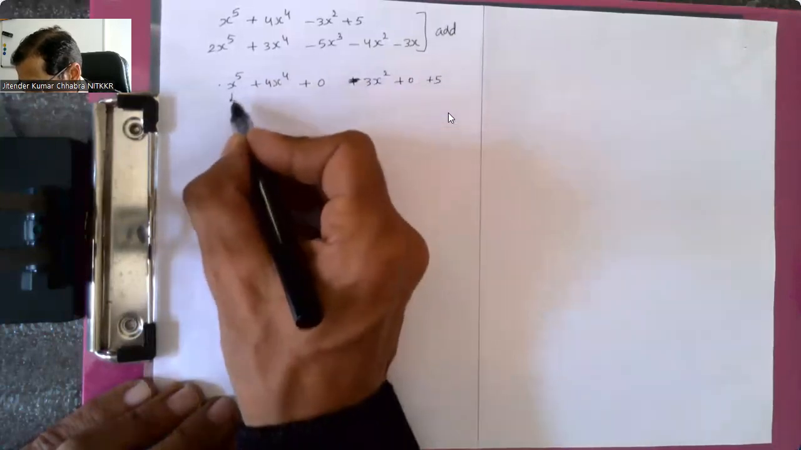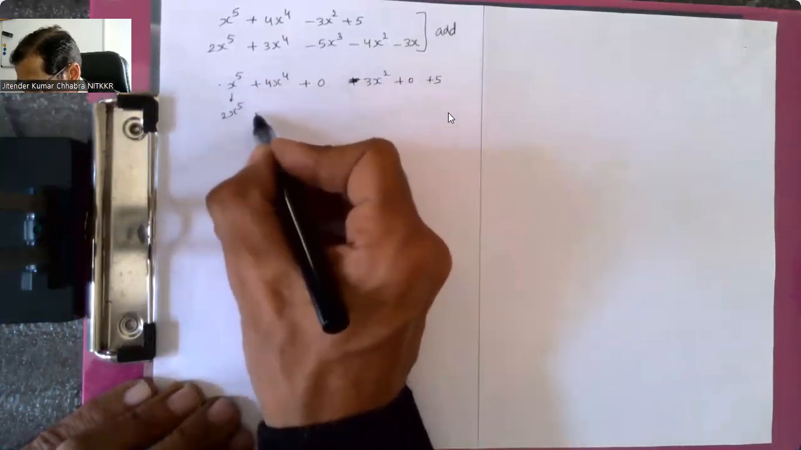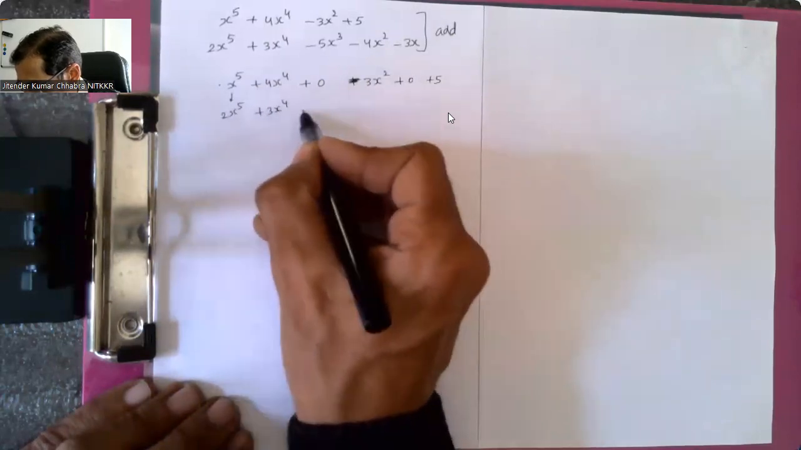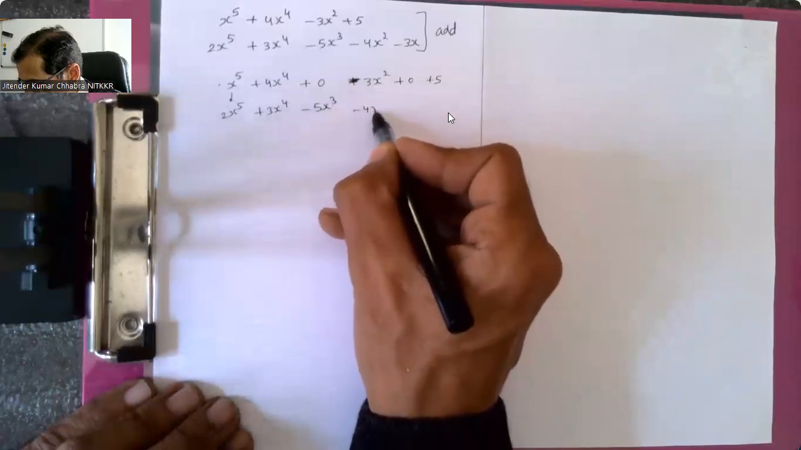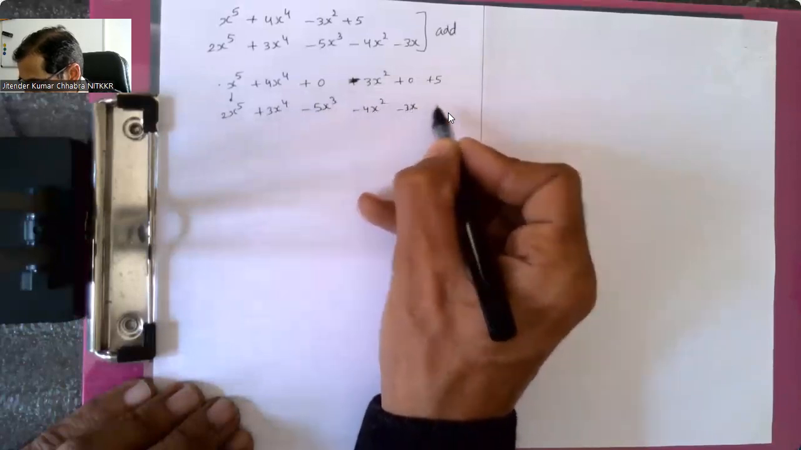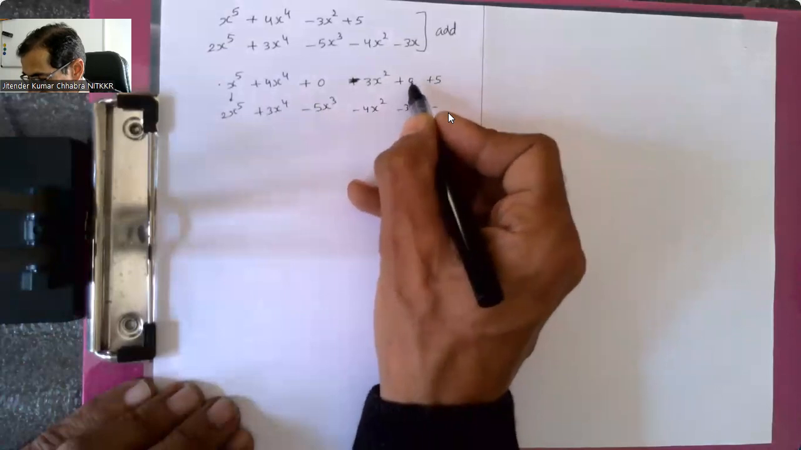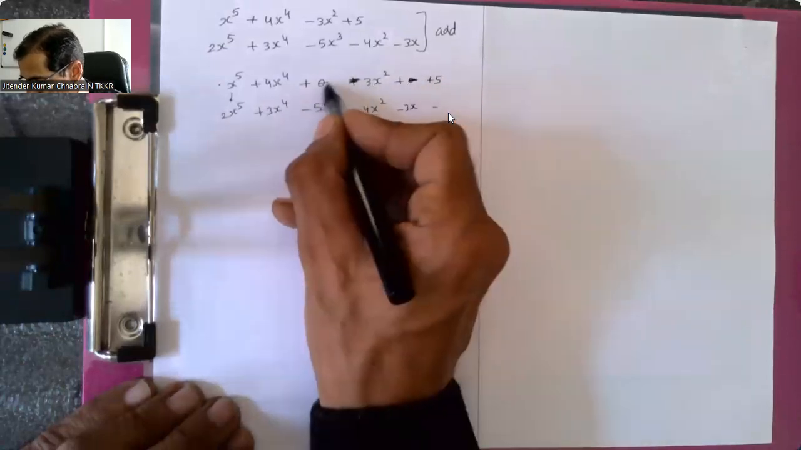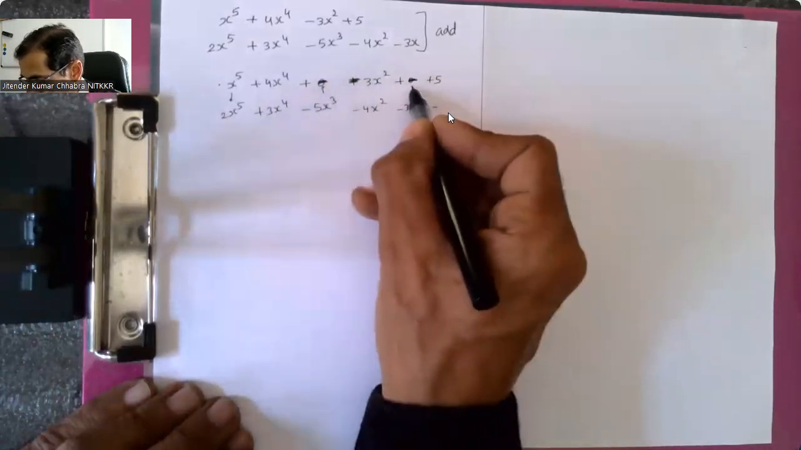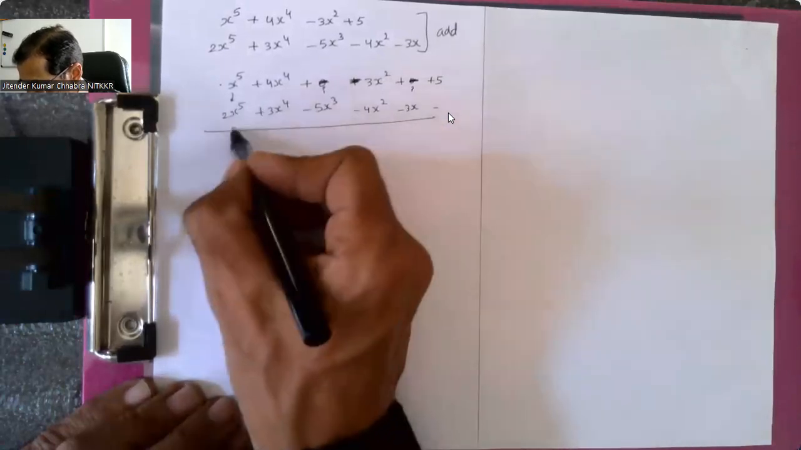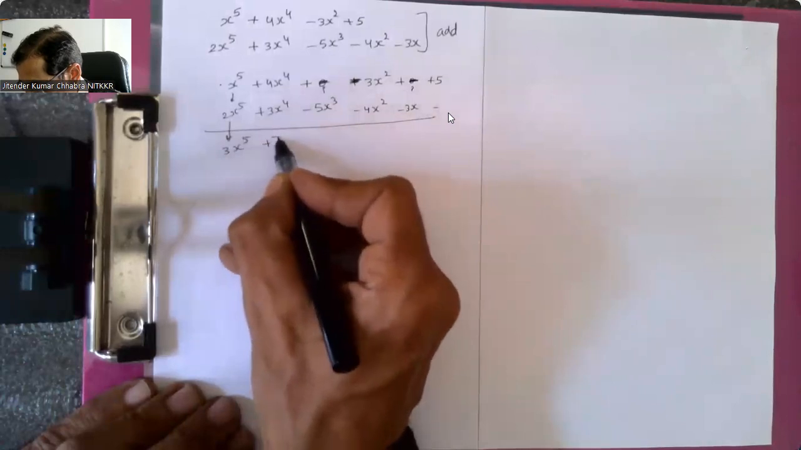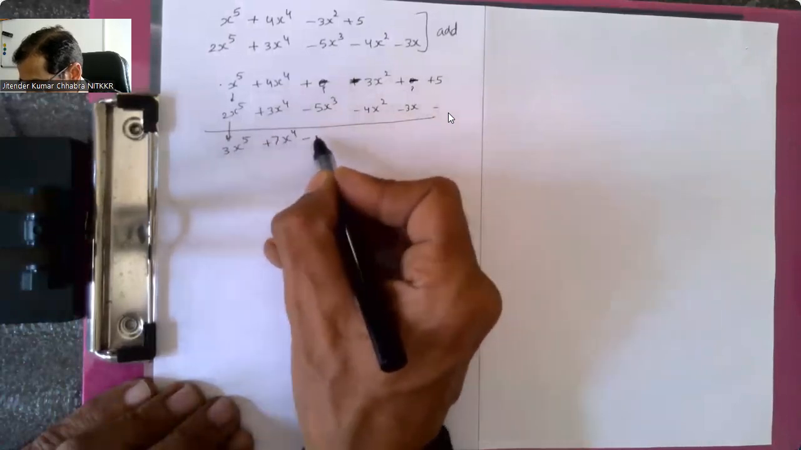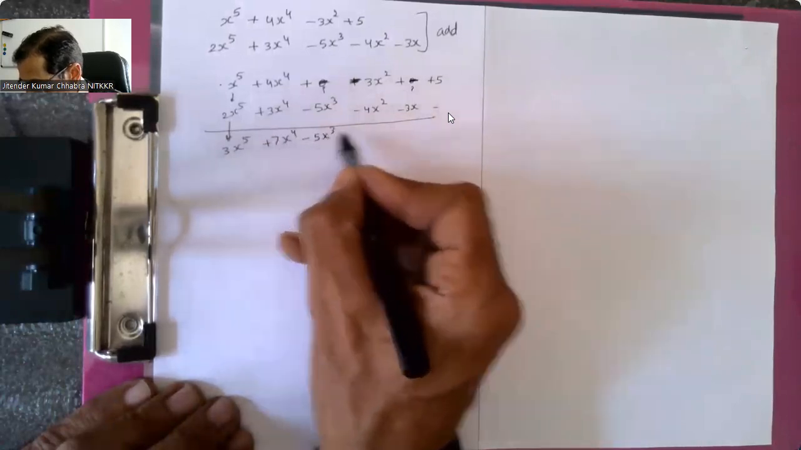And just below, we will write the other polynomial, 2x raised to 5 plus 3x raised to 4 minus 5x raised to cube, minus 4x square minus 3x, and this could be 0 or empty left. So either you leave it empty or you write 0. It is one and the same thing. But now straight away, addition could be done. This becomes 3x raised to 5 plus 7x raised to 4 minus 5x raised to cube, and so on.